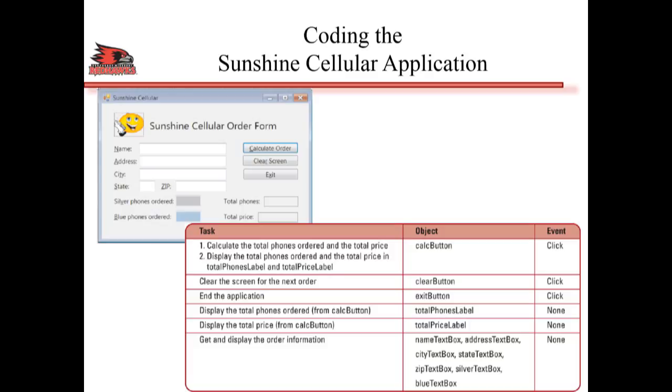Using the TOE chart, the task, object, and event, there's one calculation button which we never actually used in our user interface lecture, and everything else, clear, exit, labels, and all that stuff we actually designed or talked about designing. So here we'll actually calculate stuff. We'll calculate, based on the input of the user, how many phones were ordered, what the total price is, and stuff like that.